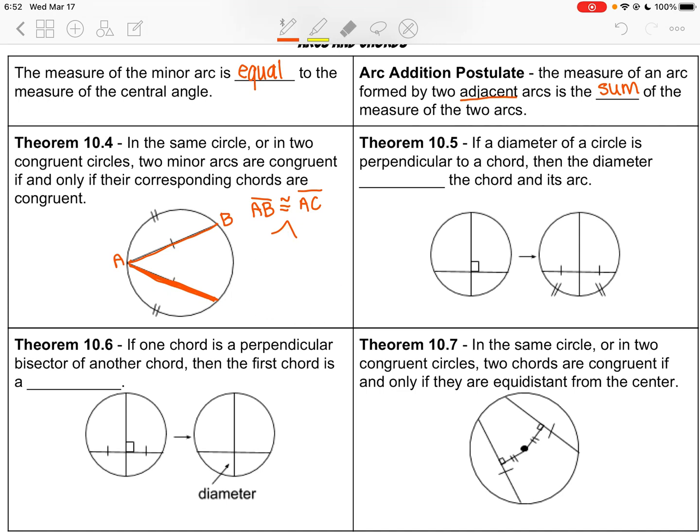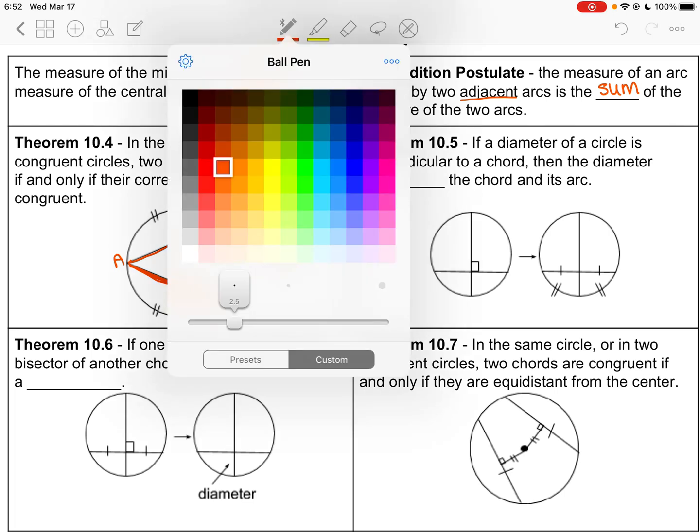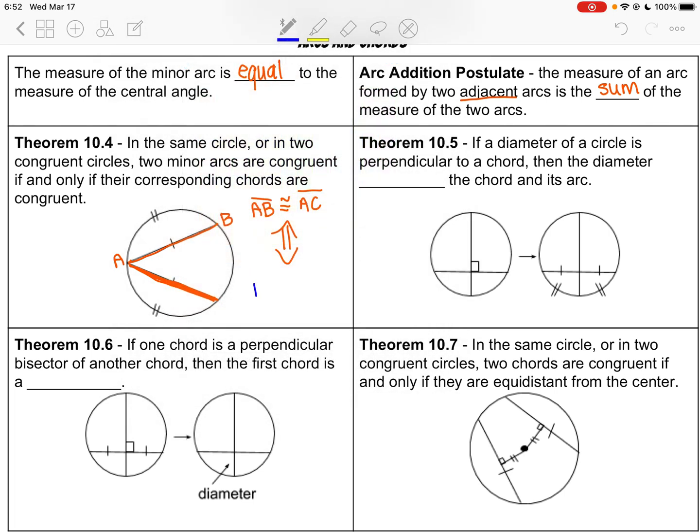So let me put that in a different color just so that we can see that comparison and what we're talking about. So AB and AC are segments. If I'm talking about the arc AB, I am talking about the part around the circle that goes from A to B, and arc AC is the arc that goes from point A around the circle to point C. So those two arcs would be congruent if the two chords are congruent, or the two chords are congruent if the arcs are congruent.